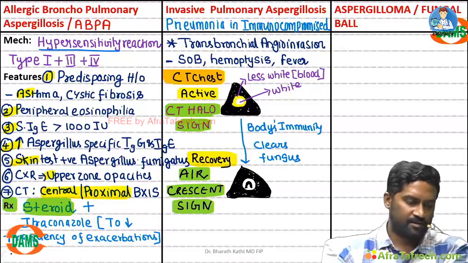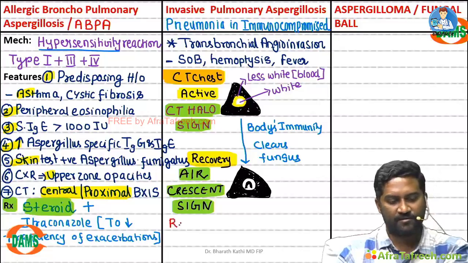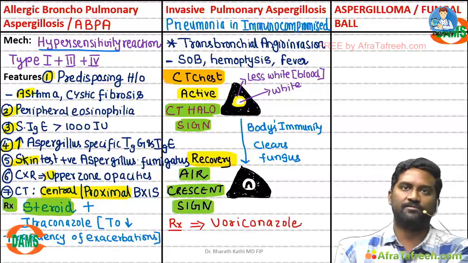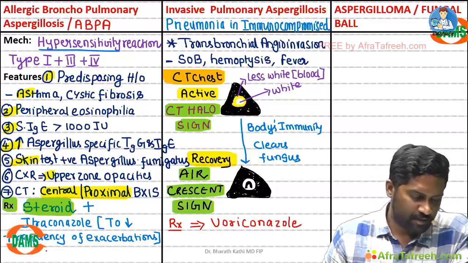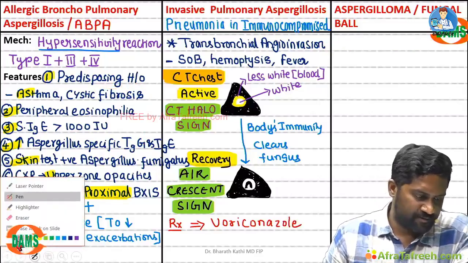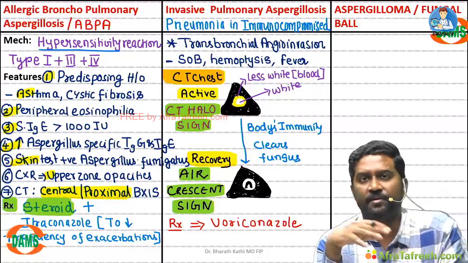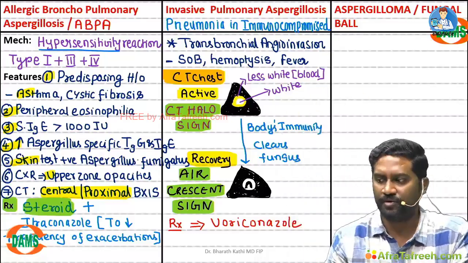Then what will be the treatment? Because it is an active fungal infection, you should give an effective antifungal. It is voriconazole. So the treatment for invasive pulmonary aspergillosis is voriconazole. Then coming to aspergilloma. Aspergilloma is neither hypersensitivity nor pneumonia.